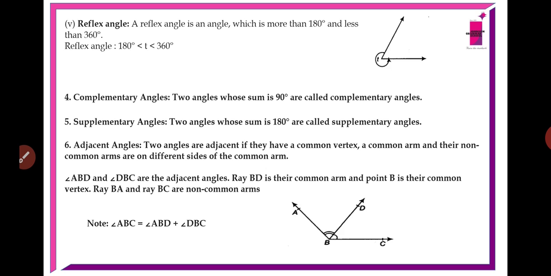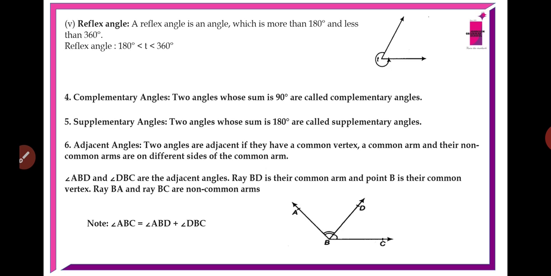Now here you can discuss one more thing, conjugate angles. Two angles whose sum is 360 degrees are called conjugate angles. For example, you can take 120 and 240. 120 plus 240 equals 360, so angle A and B are conjugate to each other. The angle which is conjugate to itself is 180 degrees.